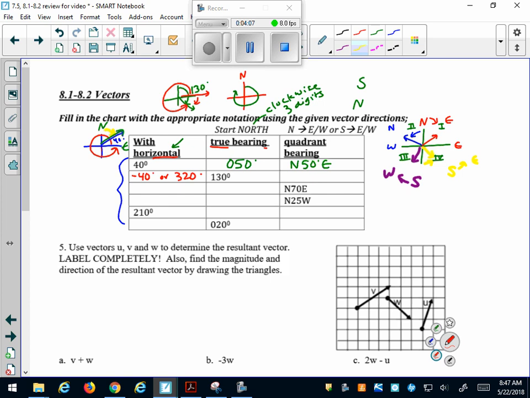Quadrant bearing, since we're down in the 4th quadrant, we're going to start south. And then how many degrees from the south does it go up? So if we went 40 degrees this way, it's going to be 50 degrees to the east. Okay, now I'm just going to fill these in so this video doesn't get too long, and hopefully you can figure out why they are what they are.